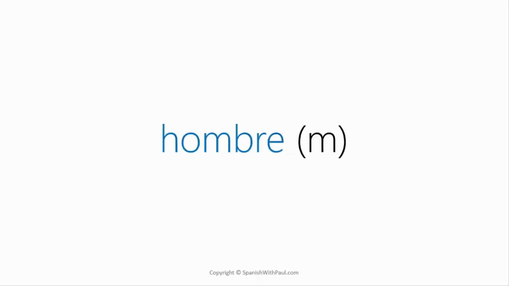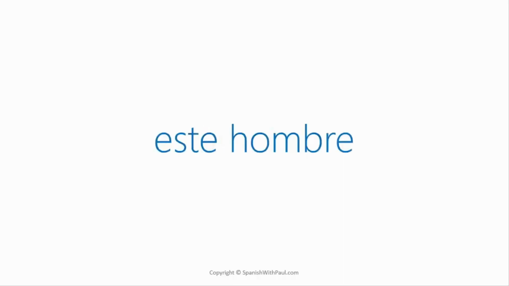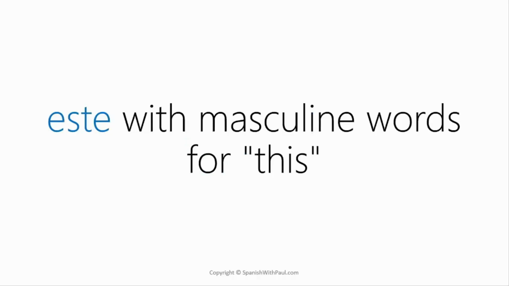Another example is the word for man, which is hombre, and it is a masculine word. So to say this man, we would choose este hombre. So we have este functioning as this whenever we're combining it with masculine words. Este libro, este hombre, este carro, anything that's masculine is este.